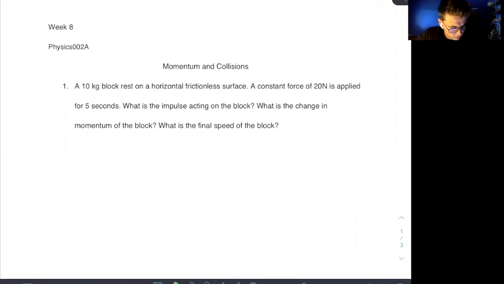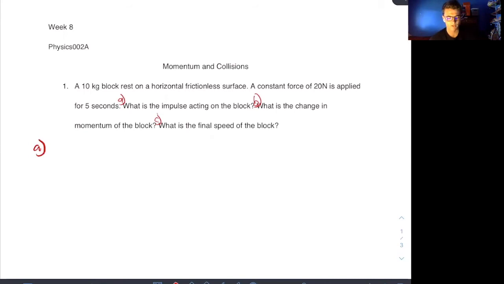Here we go. A 10-kilogram block rests on a horizontal frictionless surface. A constant force of 20 newtons is applied for 5 seconds. A, what is the impulse? B, what is the change in momentum of the block? So we have 3 questions. C, what is the final speed of the block?